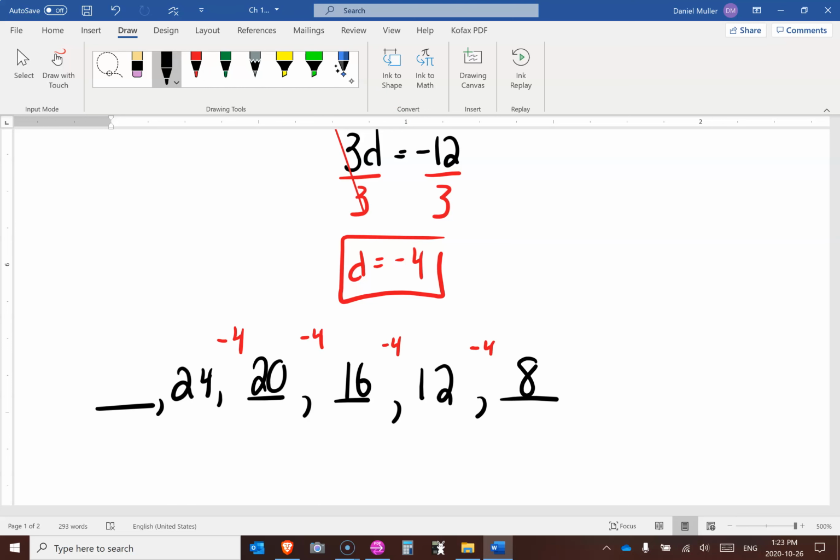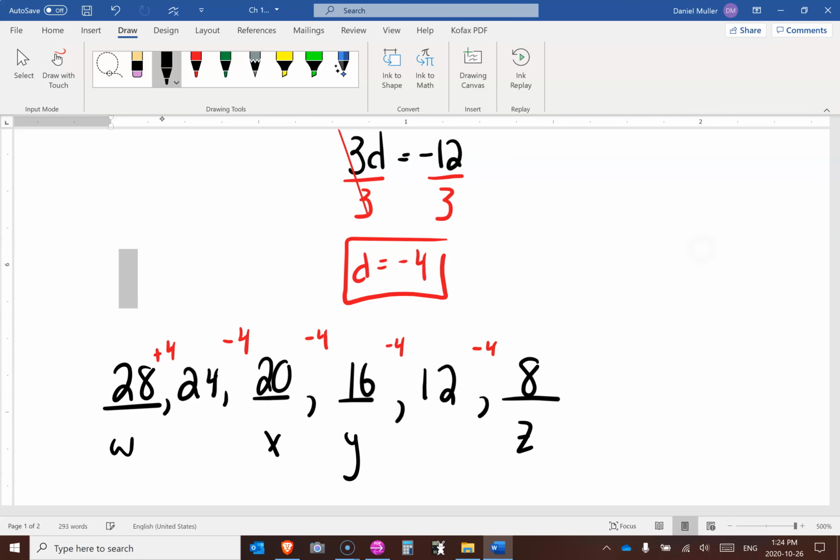Now working backwards, you're going to have to change the symbol. So in this case, I'm going to have to add it. The reason is because I'm working backwards, so I'm going to subtract. If you're subtracting the common difference, which in this case is a negative 4, you're subtracting a negative 4. That's the same thing as adding. So we'll go plus 4, which would then be 28. So that was my W, X, Y, and Z. So we have to find that common difference, and then we can work all the way through.